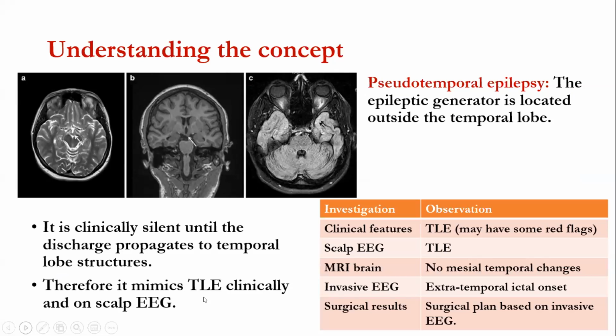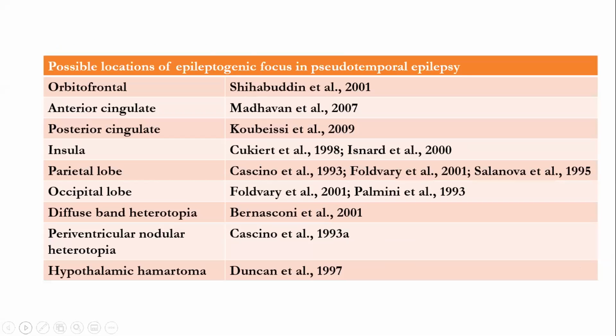So clinical features will look like temporal lobe epilepsy, scalp EEG also, but MRI does not show temporal lobe changes. You need invasive EEG, which will confirm the extratemporal ictal onset and subsequent propagation to the temporal lobe. Here, the surgical result will depend on how well you have identified this extratemporal focus. And there can be many different locations.